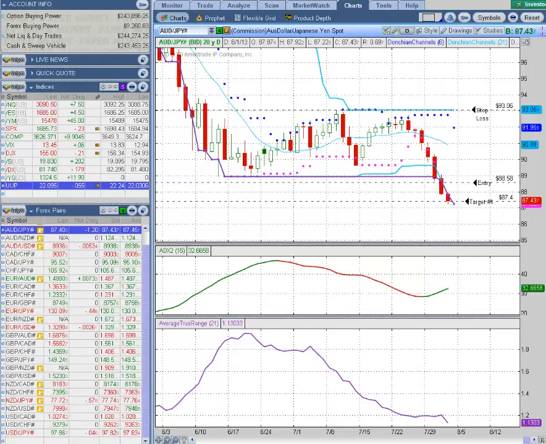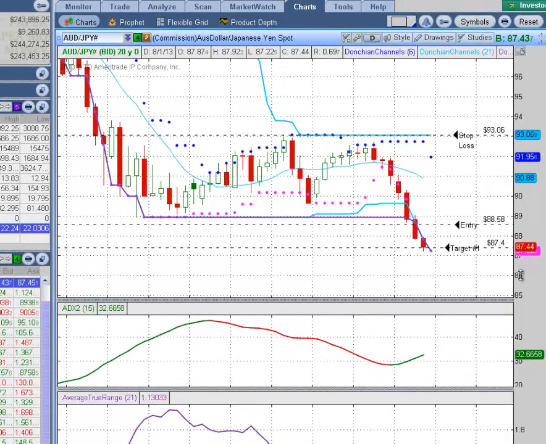Here's the price chart for the Aussie dollar yen. This is our trade that just closed. It also comes up on the potential pairs to trade today, but I would like to see it consolidate a little bit before we would consider it again.